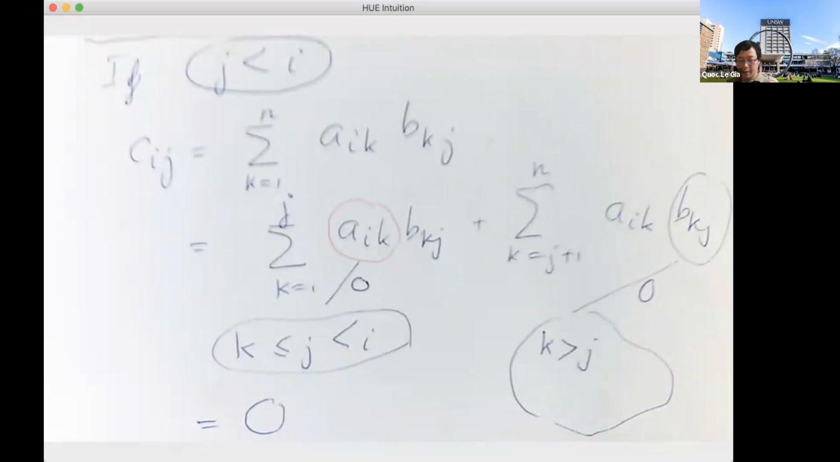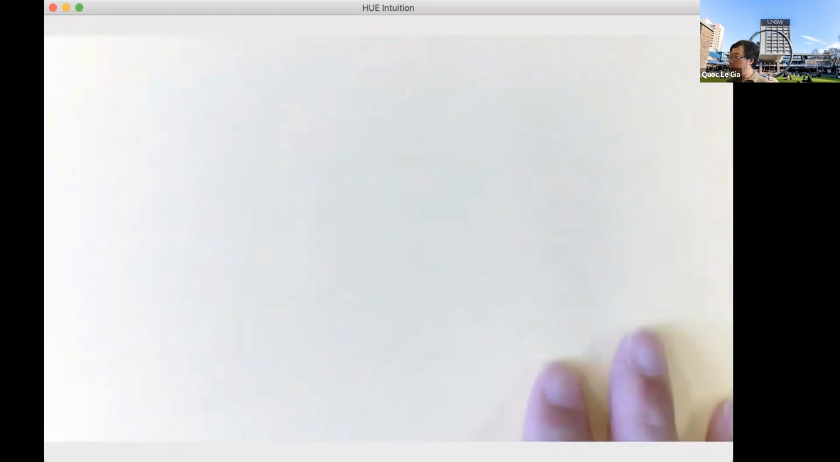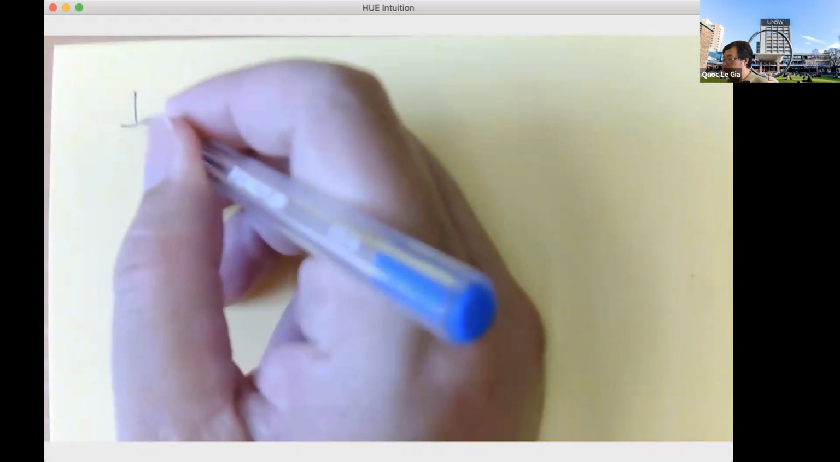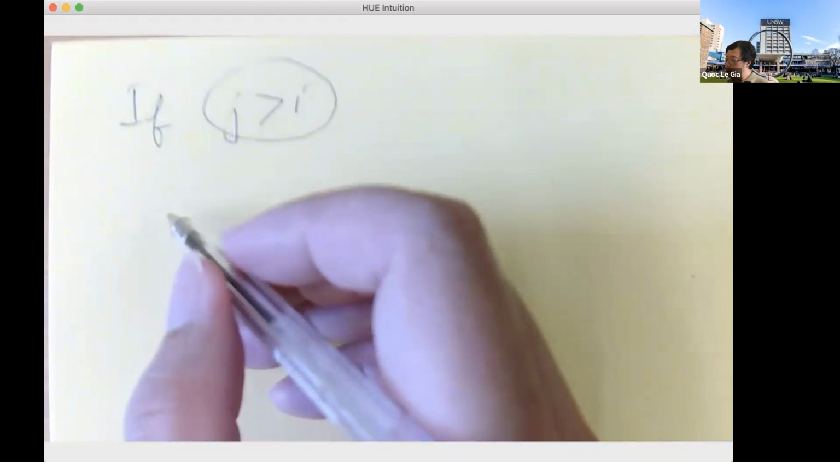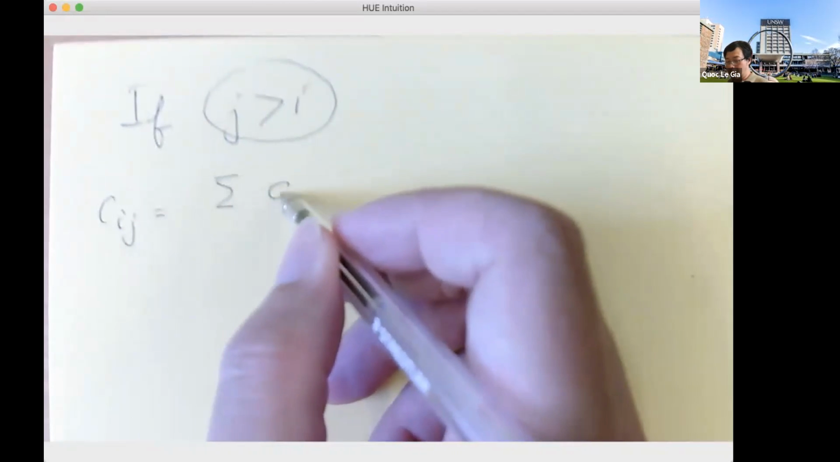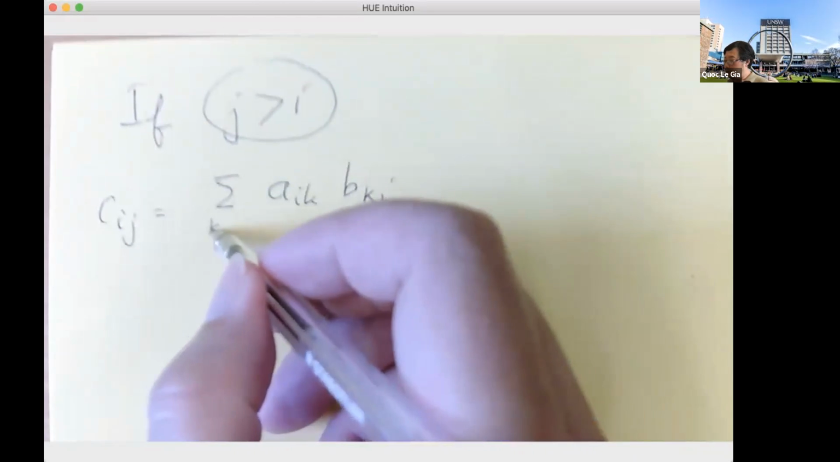So now the next part is the remaining case. The remaining case is when you have j bigger than i. So if j is bigger than i, then again we have this Cij, which is the sum of Aik, Bkj, k from 1 to n.